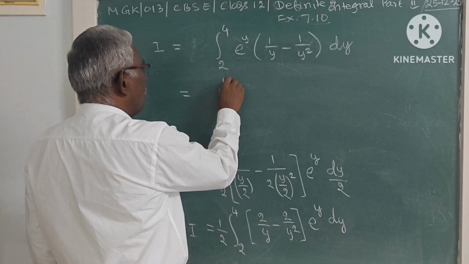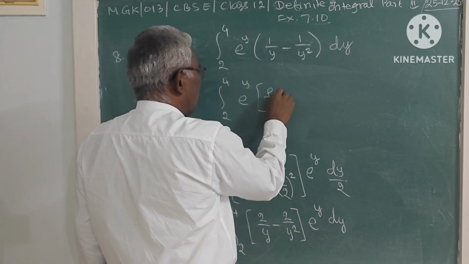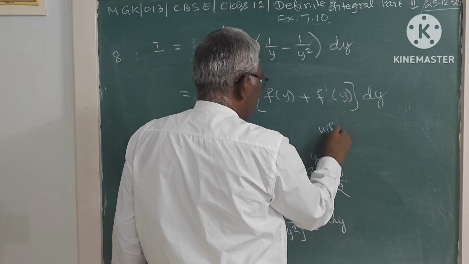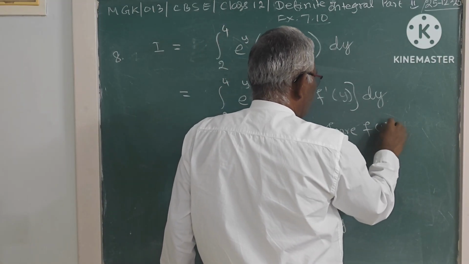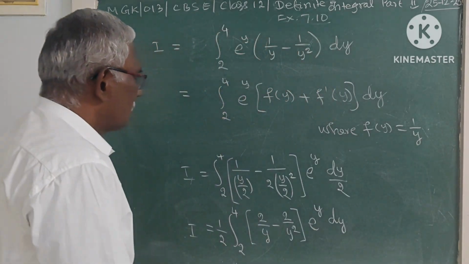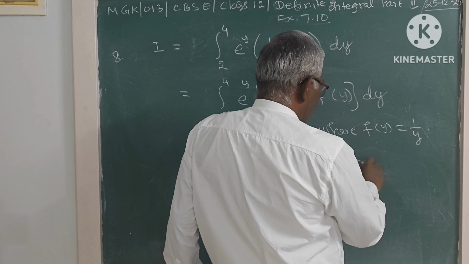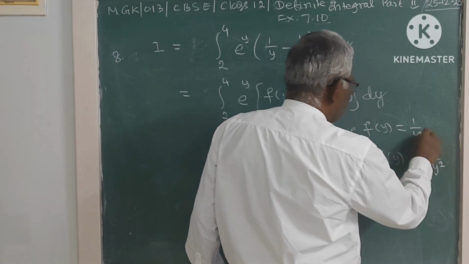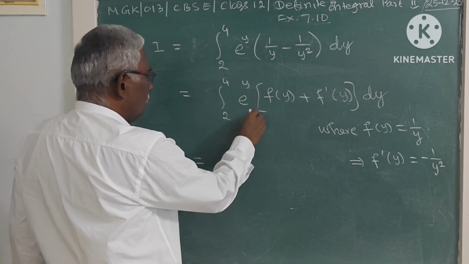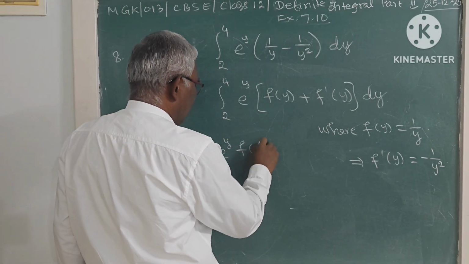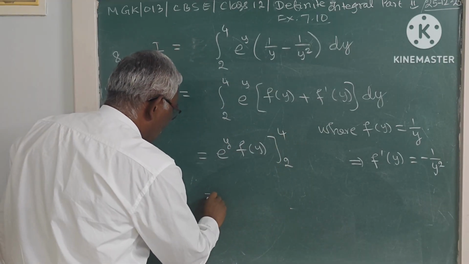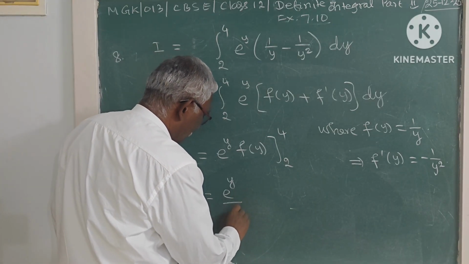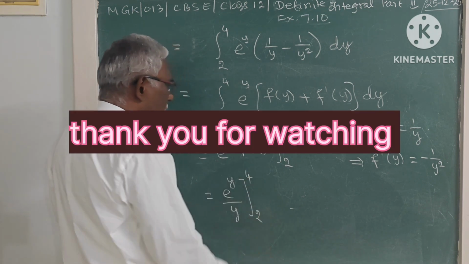Integral 2 to 4 e power y into f of y plus f dash y dy, where f of y is equal to 1 by y. If we differentiate f of y, this is y power minus 1, so f dash y is minus 1 by y square. So this value is equal to e power y into f of y from 2 to 4. So e power y, f of y is nothing but 1 by y, from 2 to 4.